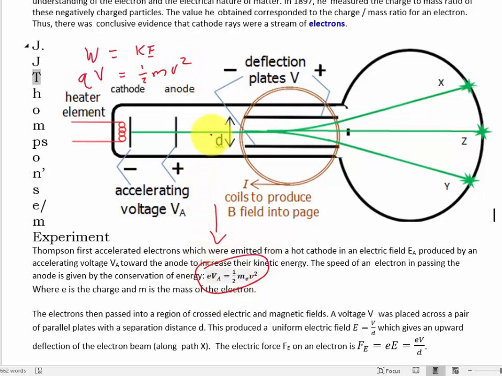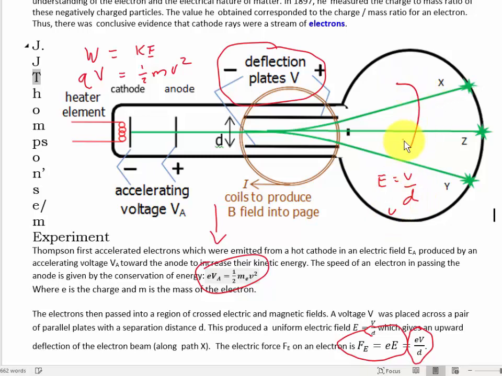What we can then do is pass these through some plates, and these plates are going to have some voltage, and there's going to be some force acting on the electron. The force is equal to the charge times the electric field, or the charge times the voltage over the distance, recognizing that the electric field is equal to that voltage divided by the distance. Note that this voltage is very different than the accelerating voltage.